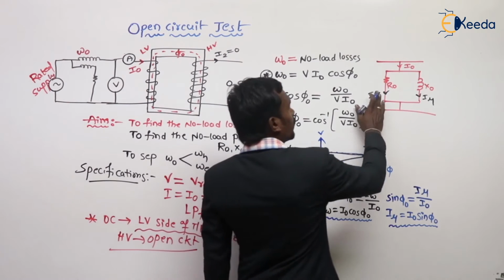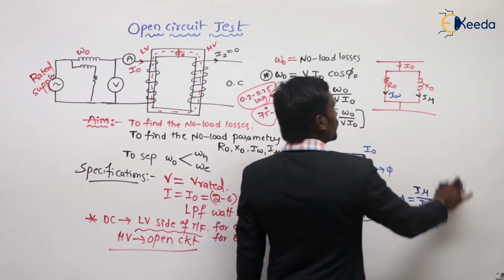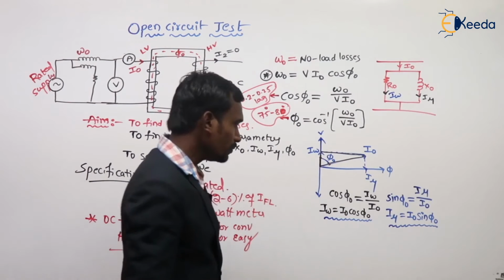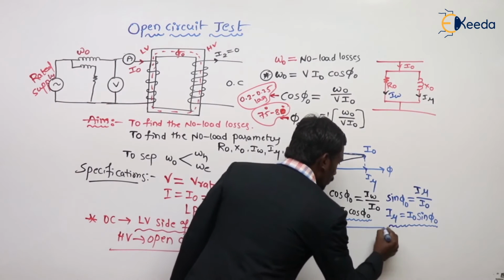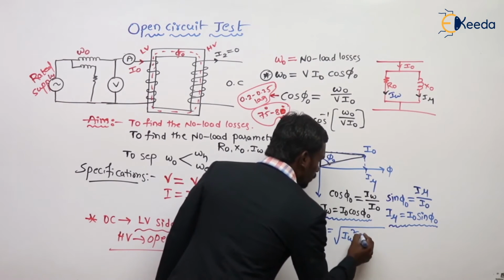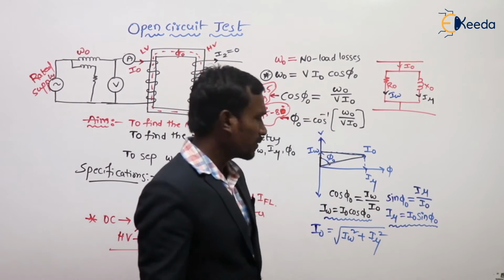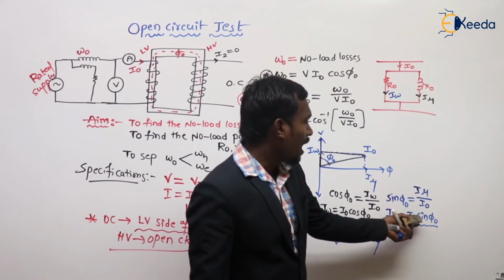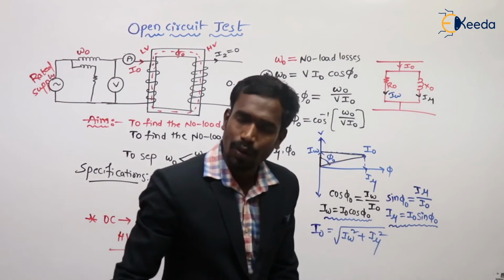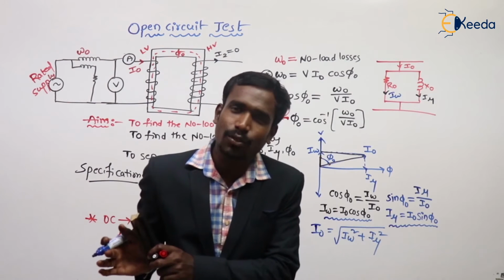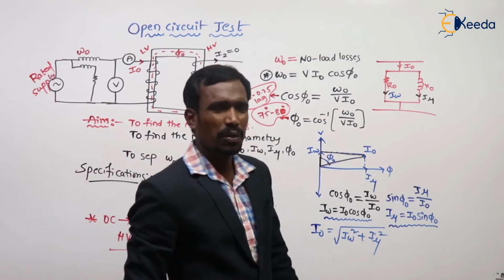Now we know this IW and we know this I mu also. And I naught, we know I naught is equal to square root of IW square plus I mu square. It is a normal thing. IW square is I naught square cos square, I mu square is I naught square sin square, I naught square common, sin square plus cos square is 1. Like that we can calculate. Very simple thing.